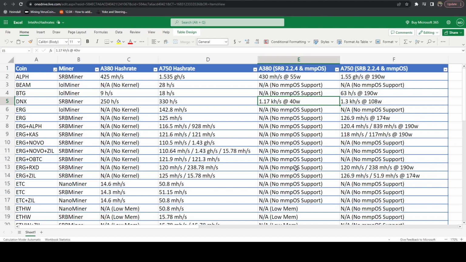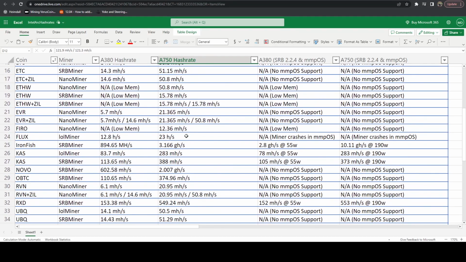So those are the hash rates that were achieved within mmpOS. This also gives you an idea of, if you're thinking about using mmpOS, what those limitations are versus things that are actually working in Windows, especially if you have an A750, you're going to be missing out on essentially all the ProgPow coins for the most part. So keep that in mind.